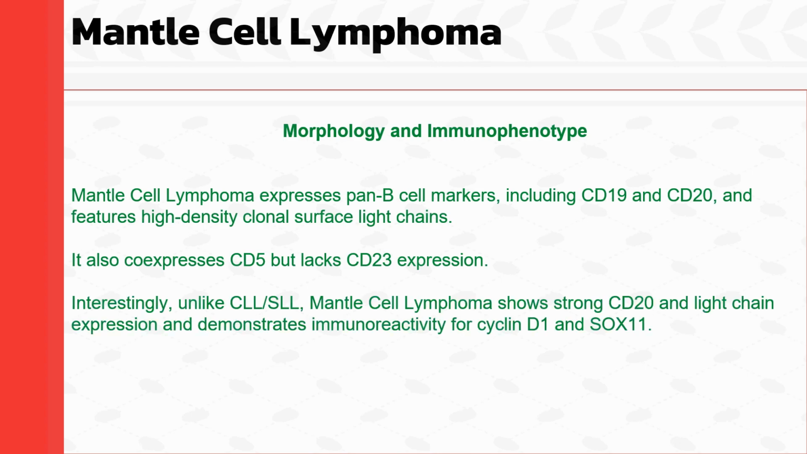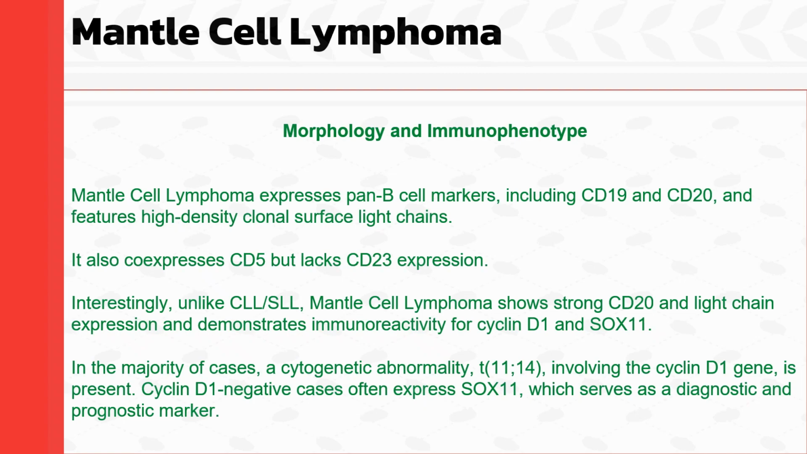Interestingly, unlike CLL/SLL, mantle cell lymphoma shows strong CD20 and light chain expression and demonstrates immunoreactivity for cyclin D1 and SOX11. In the majority of cases, a cytogenetic abnormality, t(11;14), involving the cyclin D1 gene, is present. Cyclin D1 negative cases often express SOX11, which serves as a diagnostic and prognostic marker.